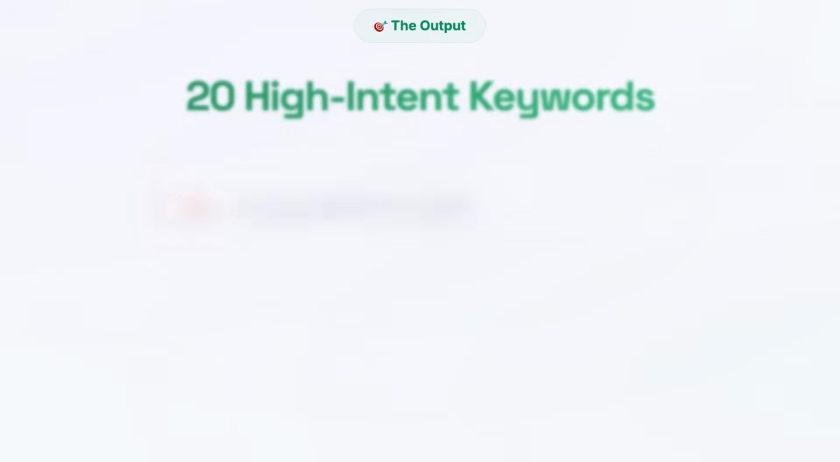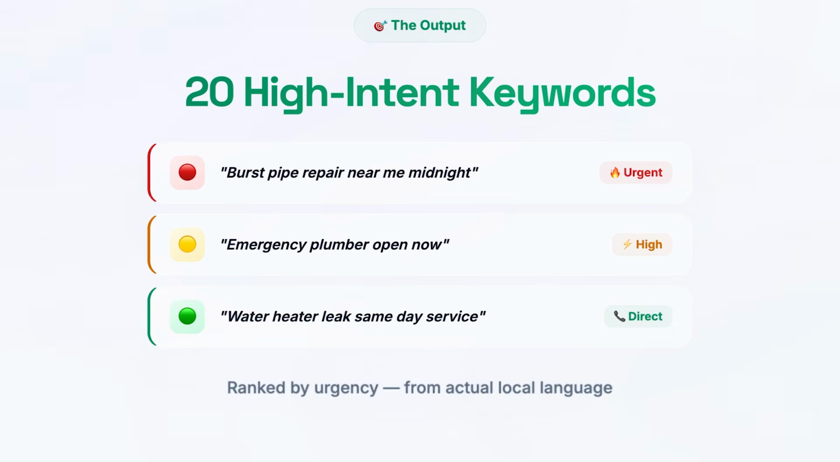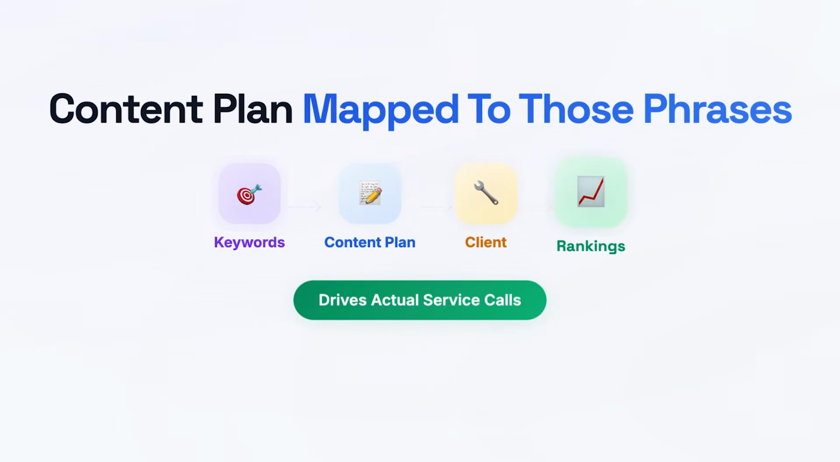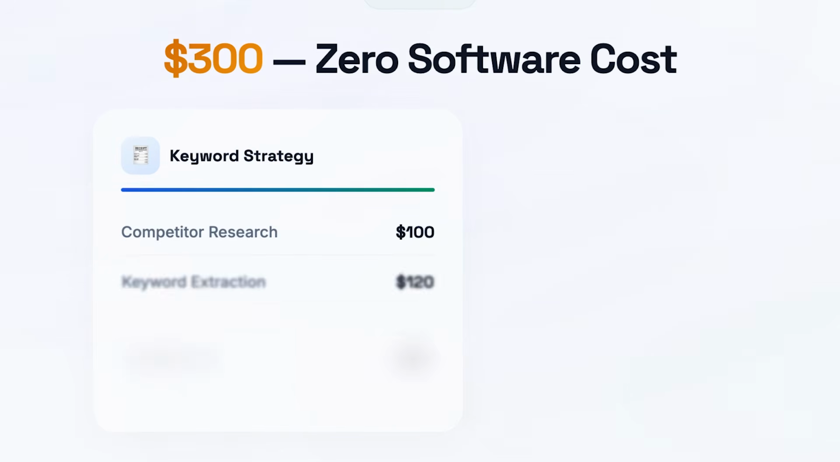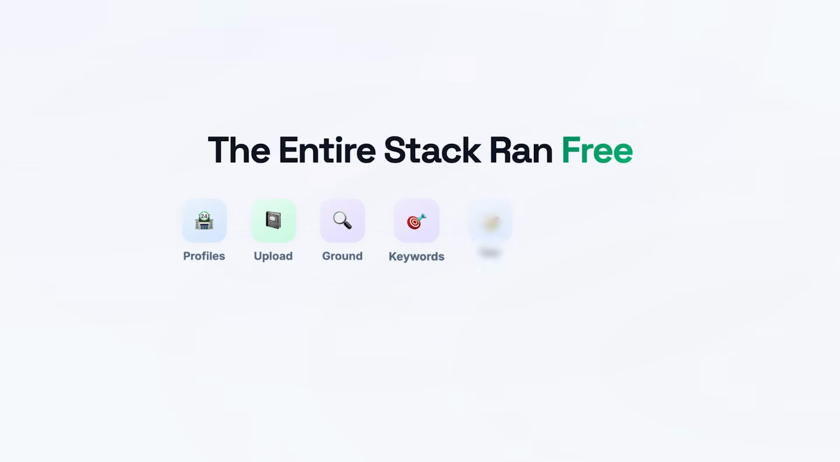The tool delivers a list of 20 high-intent keywords ranked by urgency. Burst pipe repair near me midnight. Emergency plumber open now. Water heater leak same-day service. They hand that to the client with a content plan mapped to those exact phrases. The client starts ranking for terms that drive actual service calls. That solo operator charged $300 for the keyword strategy and never paid for a software subscription to build it. The entire stack ran for free. That is the point.